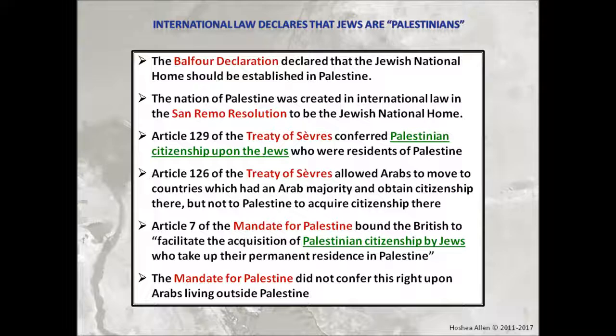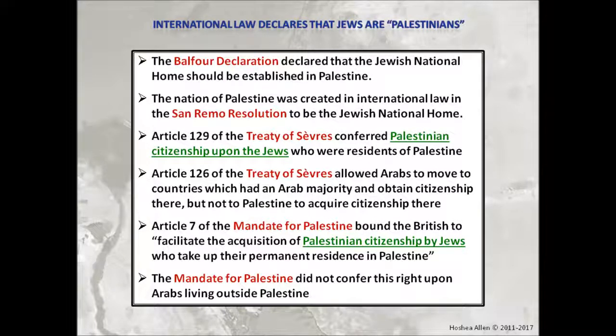facilitate the acquisition of Palestinian citizenship by Jews who take up their permanent residence in Palestine. And let's be clear, the Mandate for Palestine did not confer this right upon Arabs living outside of Palestine. So, to summarize so far, Jews were allowed to immigrate to Palestine and become citizens, but Arabs were not.